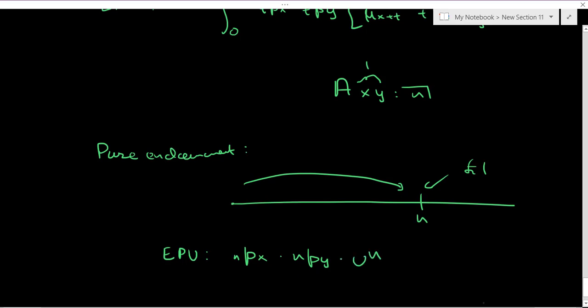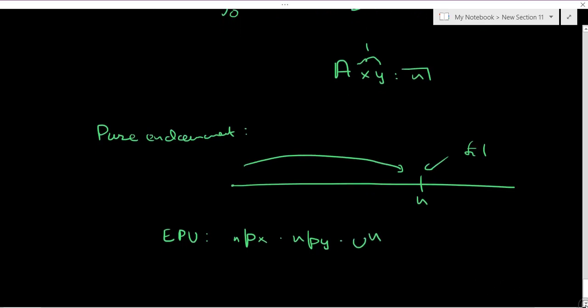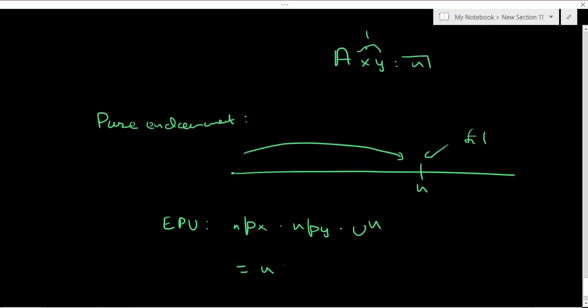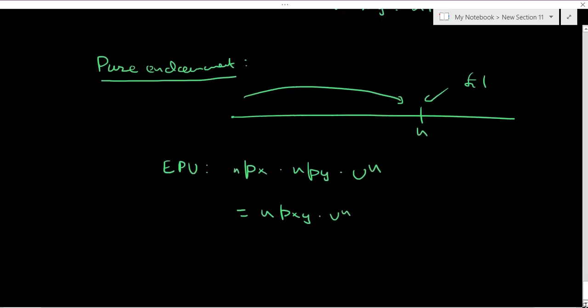So that is how you can denote this, or this can be simplified to be written as nPXY into Vn. Right. So that is your pure endowment contract in this case. So, normal joint life pure endowment contract.